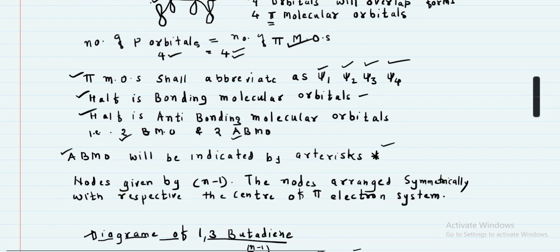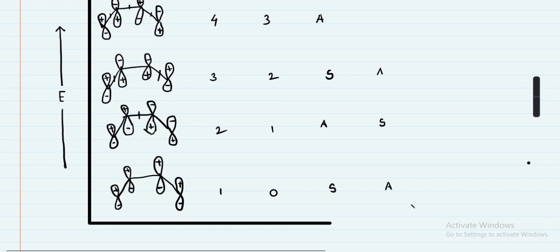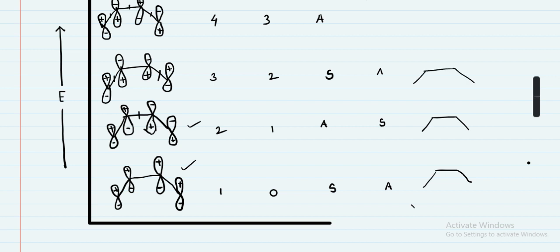Therefore, we have to construct the 4 molecular orbitals. Let us first draw the empty 4 orbitals. We have already drawn these 4. Why do we draw the 4? Because the 4 p orbitals are there, correct.